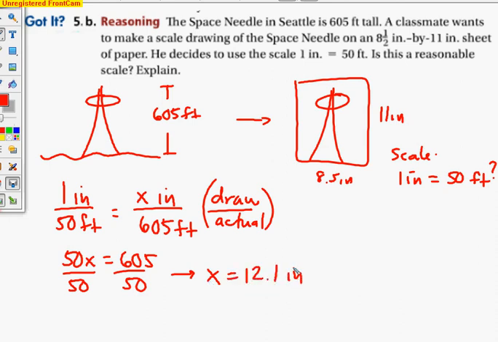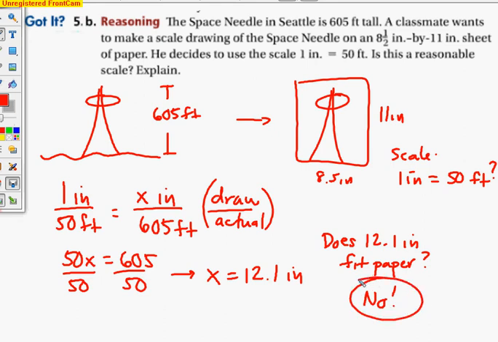And that's inches. So the question is, does 12.1 inches fit the paper? And the answer is no, because it only goes 11 inches. So is this a reasonable scale? No. Doesn't fit the paper. Okay. So there you go.